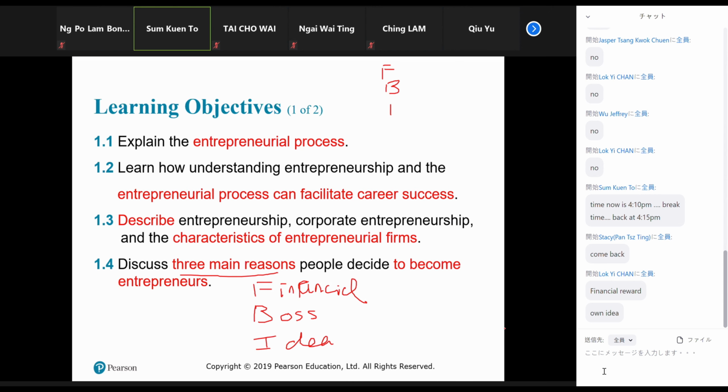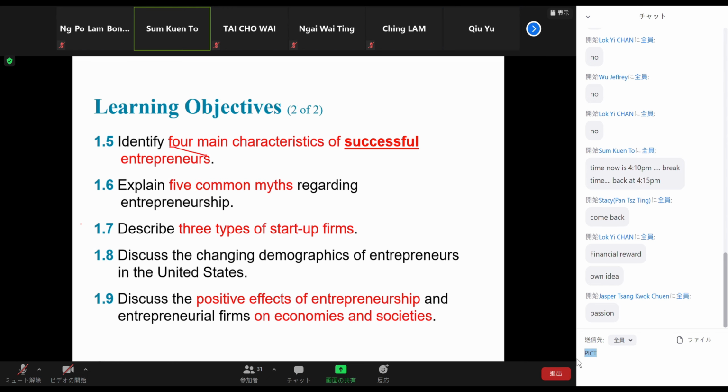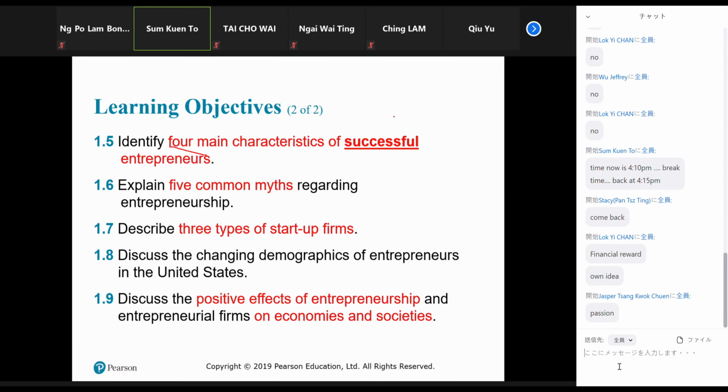Okay, and we also learn about the 4 characteristics. What are the 4 alphabet? PICT. Can anybody help me? What is meant by PICT? 4 alphabet. Yes, thank you once again. PICT. Thank you, Ching, right? PICT, and thank you, Jessica.